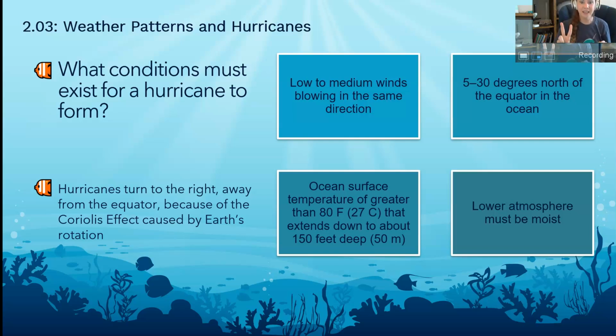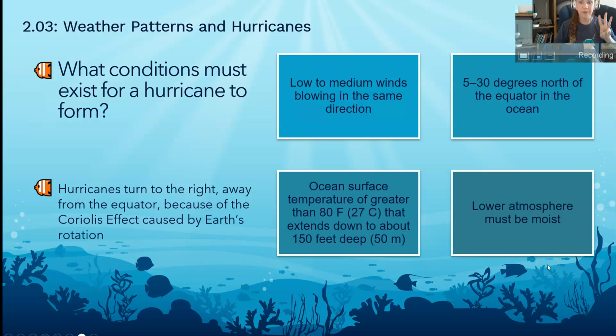Okay, secondly, the winds need to be between 5 and 30 degrees latitude of the equator, okay? So not at the poles. It's got to be within 5 to 30 degrees latitude. Does that make sense? So we've got the equator. The equator is at 0 degrees. You can go 5 to 30 degrees north of it, 5 to 30 degrees south of it. That's the region where we're going to have hurricanes. If it's outside that region, it's not a hurricane, okay?